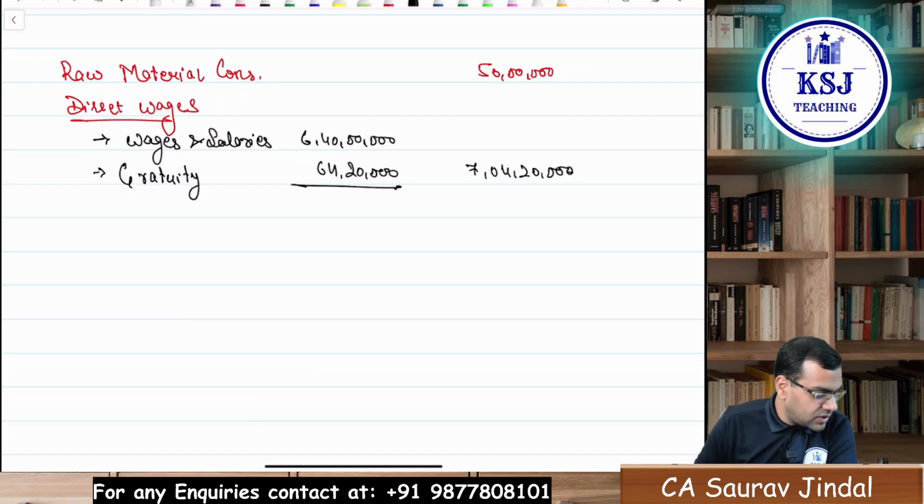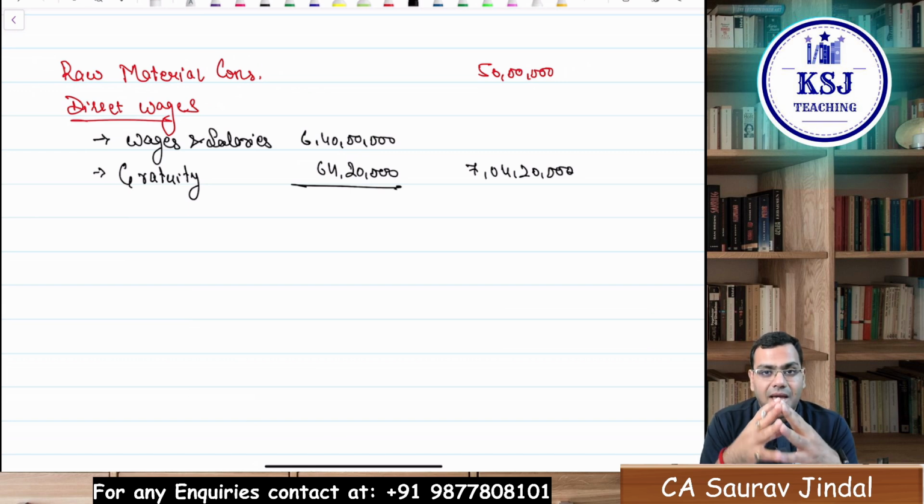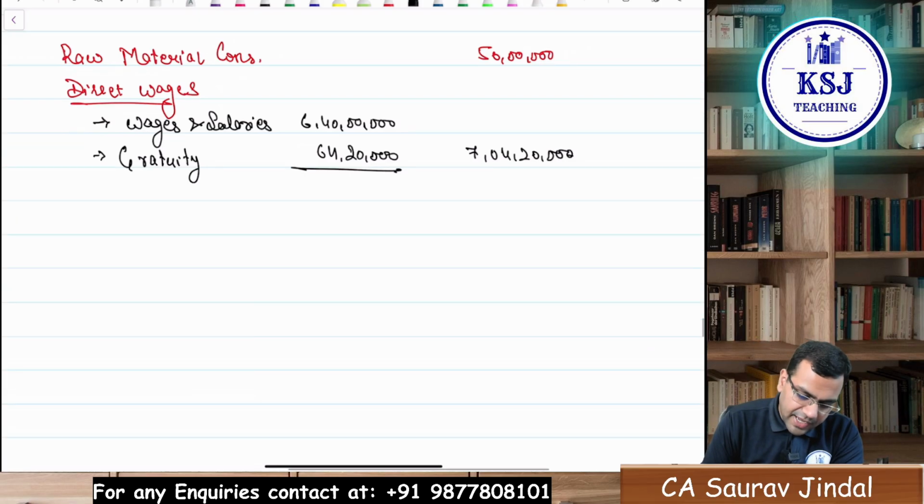Right? See guys, one thing very important here. Whenever there are big calculations in crores, please be very careful in marking the zeros, because I have seen the maximum mistakes being committed in writing down the zeros and in the calculations when the figure is in crores. So please be very careful during that period. Whenever it is in crores, make sure that you double check your calculation whether it is correct or not. Right? Okay. Direct wages is done.